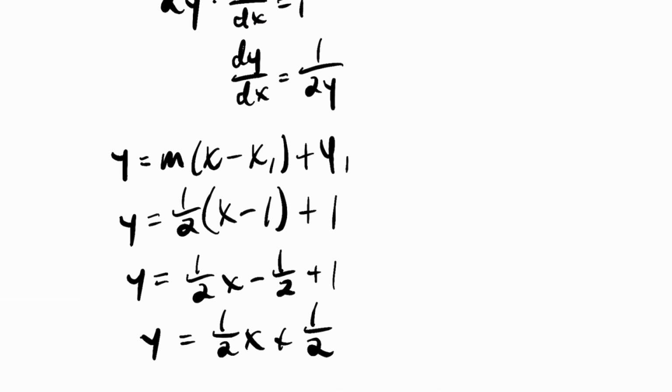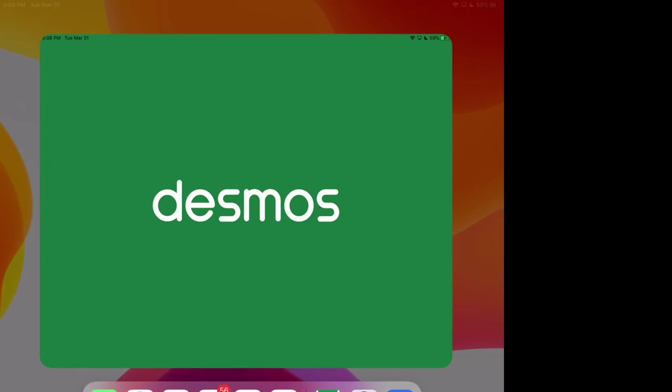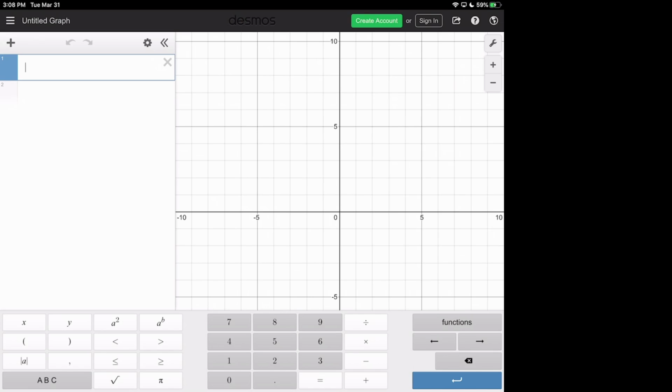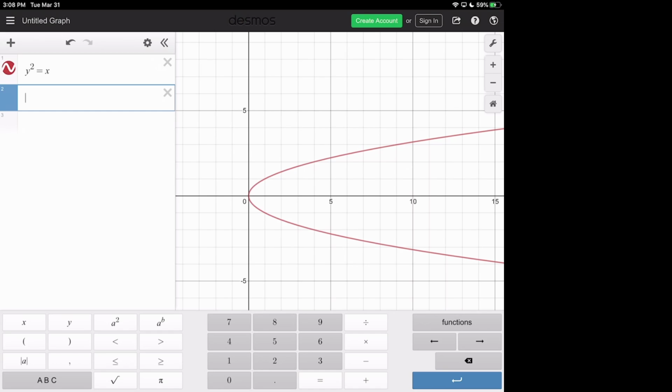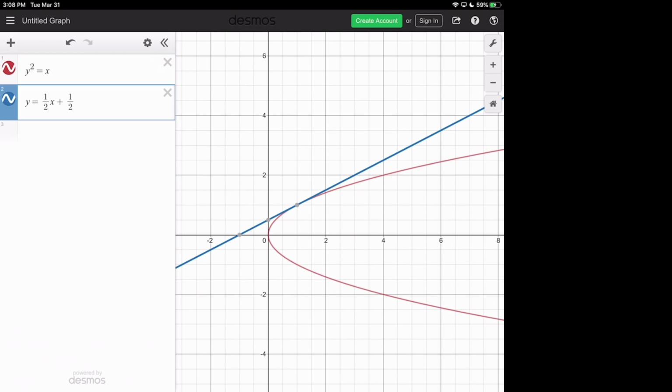If you graph this alongside this equation, you'll find that that is indeed the tangent line. You can go to an online calculator and that'll do that for you. But maybe we can do that right here and switch over to Desmos. I can say y squared equals x, which is the parabola. And then I can do y equals 1/2 x plus 1/2. And you can see that that is the tangent line at the point (1, 1).